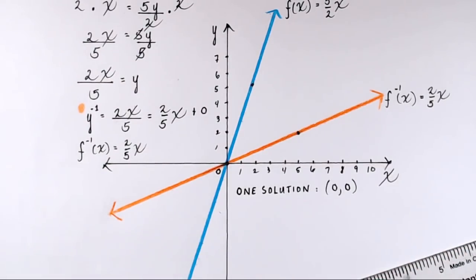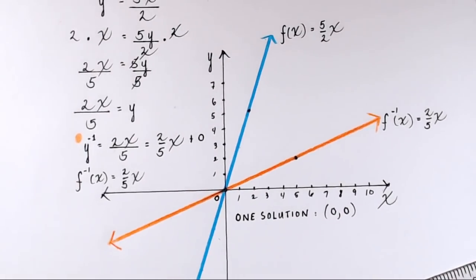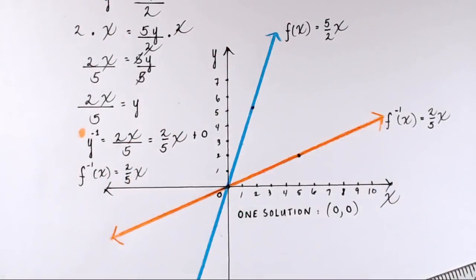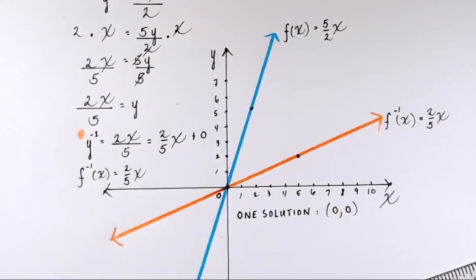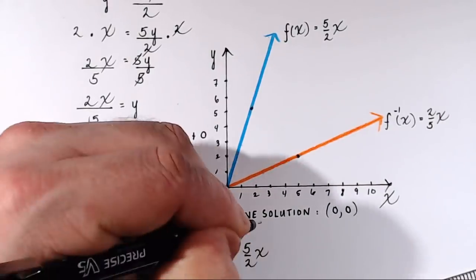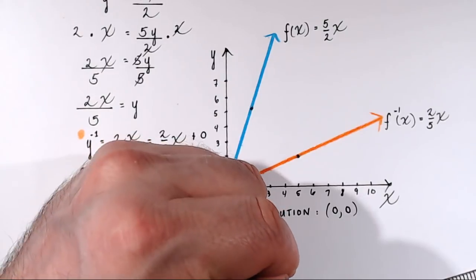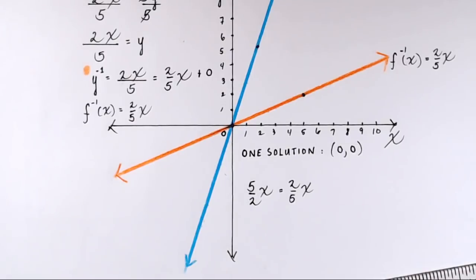Okay. A very good student in the last period of the school day, a couple days ago, asked, how do you know that? Like, what if you didn't draw the graph? This is what she asked. She said, what if you didn't draw the graph? How would you know that it was 0, 0? Well, let's just do what we did before. Let's drop the f of x and f inverse x and just set 5/2 x equal to 2/5 x. Let's see what we get. If we put 5 over 2x equal to 2 over 5x, and solve for x, we'll find out what x equals.